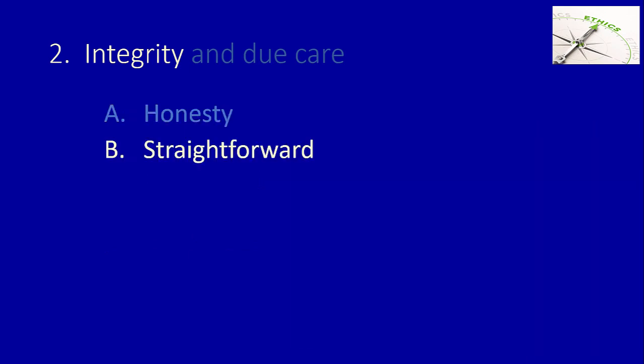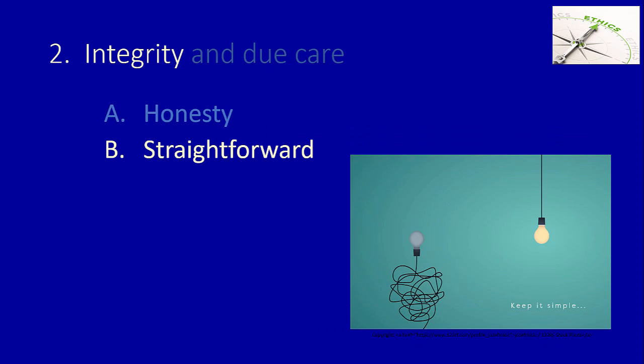Next is B, straightforward. This means we will communicate the information we have in a way that is easy for others to understand. It means that we recognize our audience, who they are, and what level of knowledge they have before we communicate information. If our audience are not accountants, then we will make sure we avoid accounting jargon and will explain concepts in a way that best helps them, the audience, to understand. We'll speak frankly, meaning in an honest and direct way.